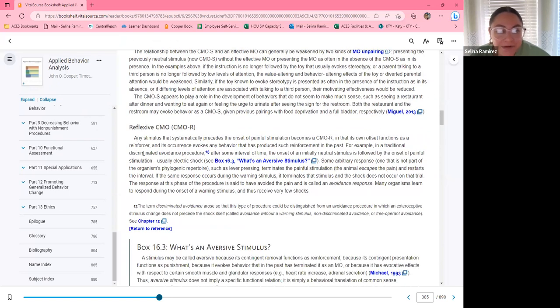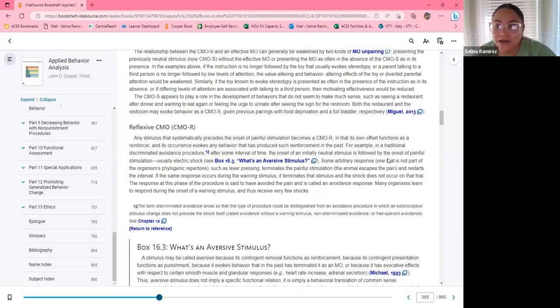Okay, so let's think about reflexive. Any stimulus that systematically precedes the onset of painful stimulation becomes a CMO-R. In its own offset, it functions as a reinforcer, and its occurrence evokes any behavior that has produced such reinforcement in the past. For example, in a traditional discriminated avoidance procedure, after some interval of time, the onset of an initially neutral stimulus is followed by the onset of pain stimulation, usually electric shock.